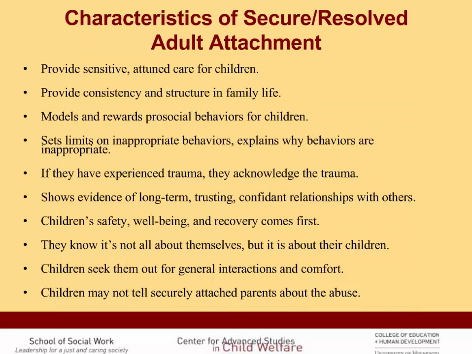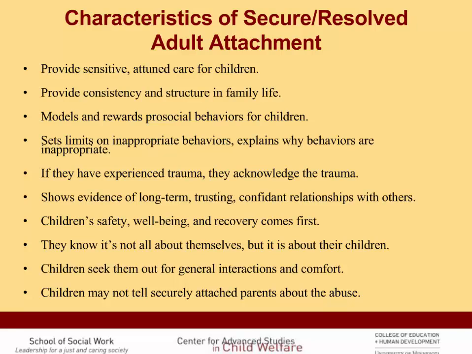Some characteristics of secure and resolved adult attachment include parents who provide sensitive, attuned care for their children, who provide consistency and structure in family life, who model and reward pro-social behaviors for children, who set limits on inappropriate behaviors and explain why behaviors are inappropriate. If they themselves have experienced trauma, they acknowledge the trauma and its meanings and effects on themselves. They show evidence of long-term, trusting and confident relationships with others.